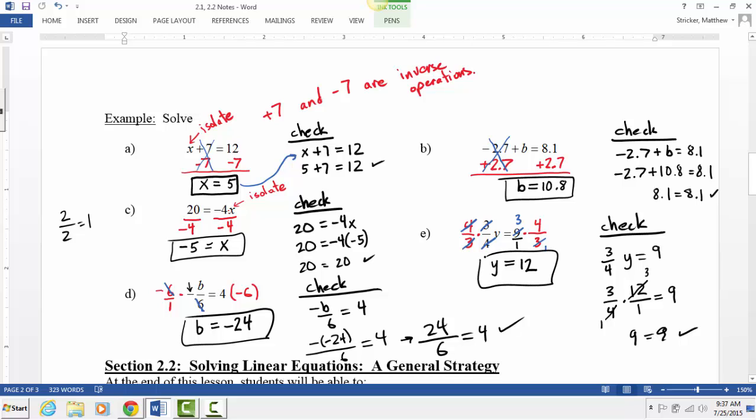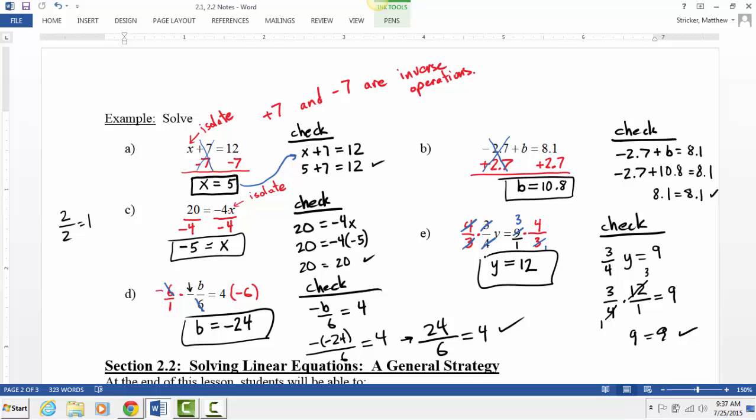Now why do we need to check? Is it absolutely necessary to check? Am I going to make you show your check work on tests? No, I'm not going to make you show your checks on tests. But it's a way to make sure you don't make a silly mistake, because I know none of us are perfect. I make silly mistakes sometimes.